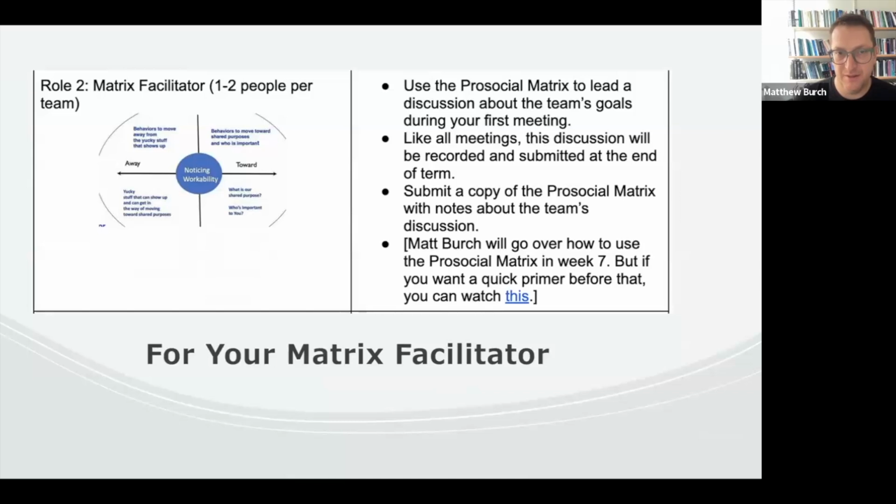So like all the meetings that you're supposed to conduct, this discussion needs to be recorded, and it's going to be submitted at the end of the term as part of the work that the facilitator does. So if you're the matrix facilitator, you're going to want to give me a link to this conversation to show me what a great job you did facilitating it. You're also going to want to submit a copy of the pro-social matrix with your notes in it about the team's discussion. It's a PowerPoint. I'm going to go through it in this video, but I'm also going to share the PowerPoint with you. As you're going through the PowerPoint with your team and recording that conversation, you also need to be taking notes about what the different members of your team say in response to the questions.